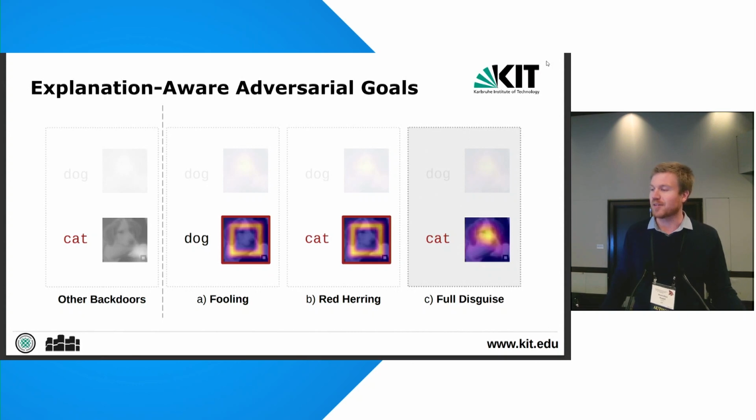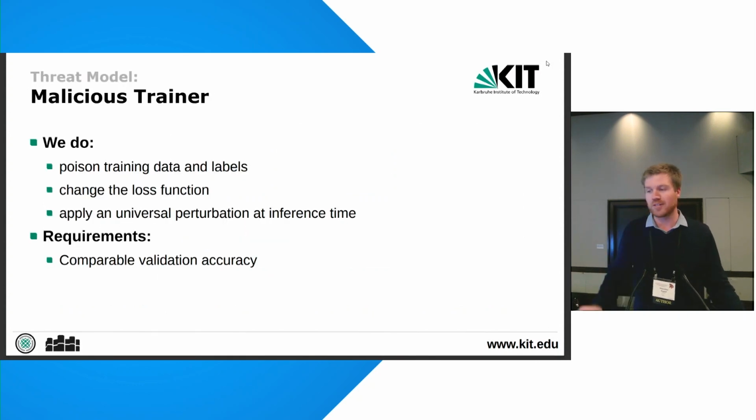So now let's talk about the threat model. Our threat model is a malicious trainer. So we're poisoning the training data. We're adding the triggers to the inputs and also overwriting the labels to our target class. In addition, we change the loss function. And then at inference time, we apply a universal perturbation, so we have to do the same perturbation for each input.